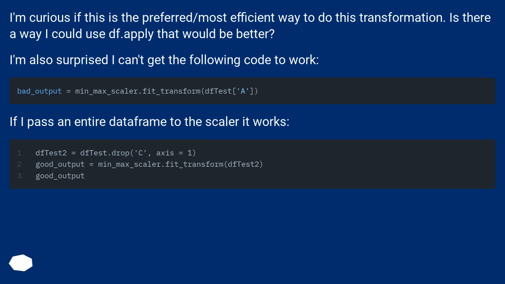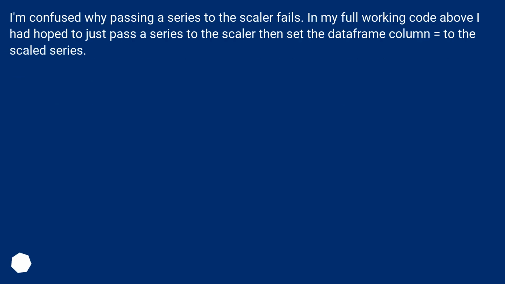If I pass an entire data frame to the scaler, it works. I'm confused why passing the series to the scaler fails. In my full working code above, I had hoped to just pass a series to the scaler, then set the data frame column equal to the scaled series.